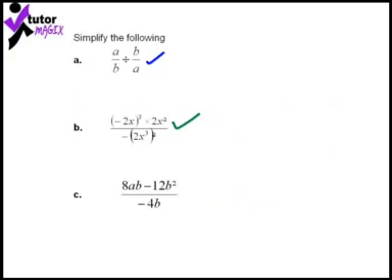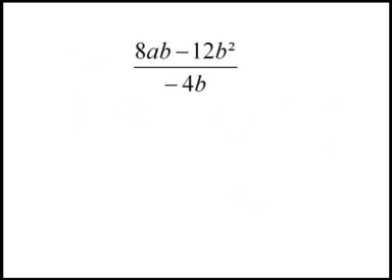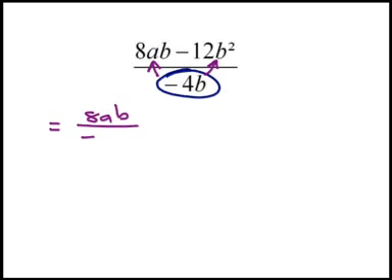And then lastly, 8ab minus 12b squared over minus 4b. Looking at that, we must realize that minus 4b below the line needs to be used for both of the numerators. You can't just cancel one of them. You have to write this fraction as 8ab over minus 4b minus 12b squared over minus 4b. You have to do that, and then you can take each of them individually and cancel.